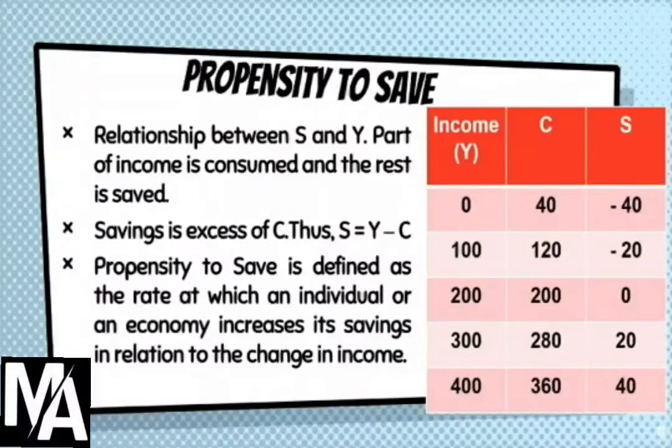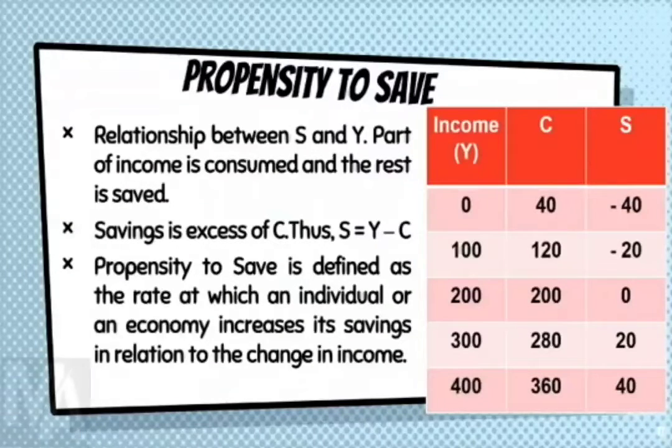The next topic which we have to study is propensity to save. It is another part of the same chapter. It is another part of the same coin which we are dealing here. It is another side.